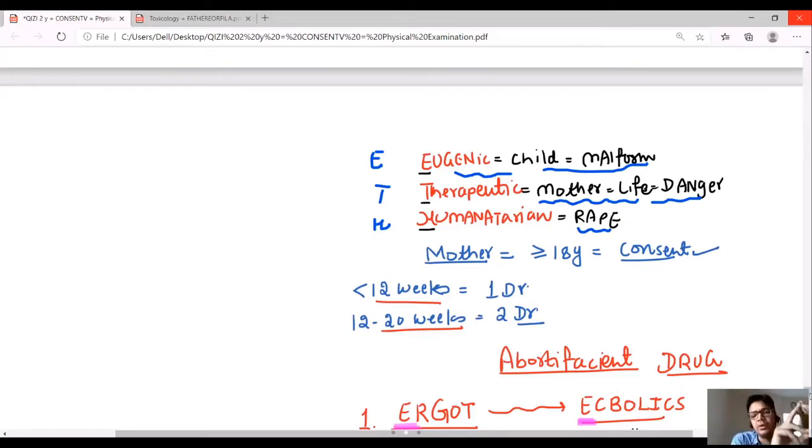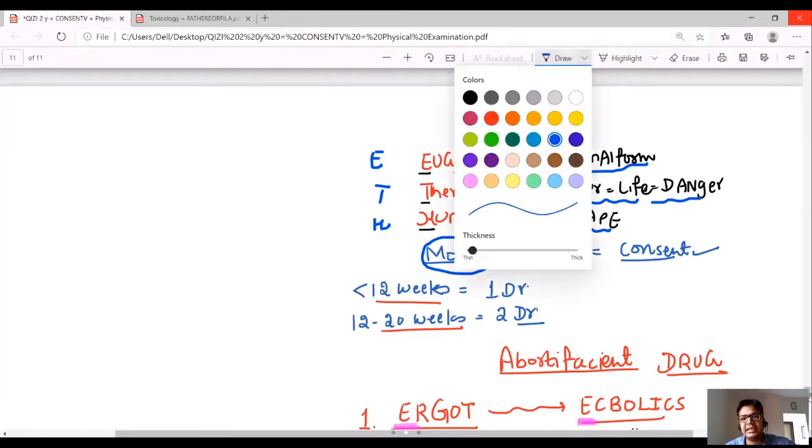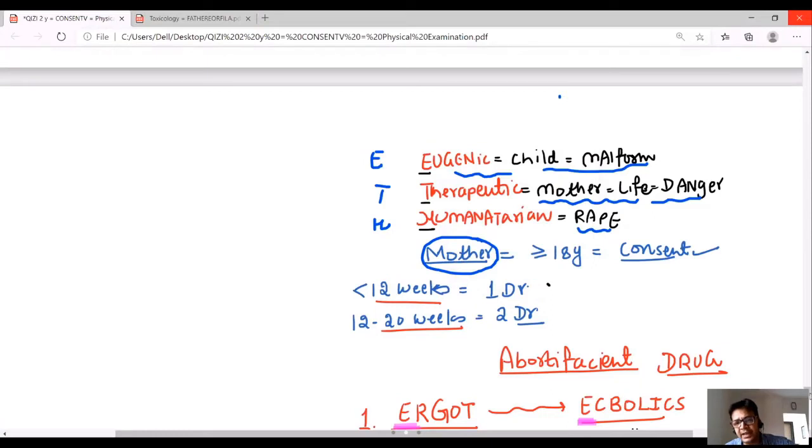Again, I'm revising. Contraceptive has failed, you can go for abortion. Child is malformed, you can go eugenic. Mother's life is in danger, you can go for abortion. If pregnancy is the result of rape, you can go. Doctor, here the consent of the mother is valid. No other consent is valid. The age of the mother should be above 18.